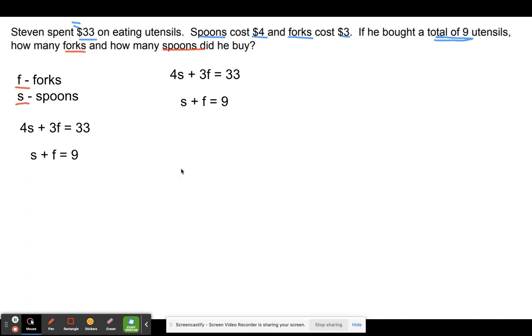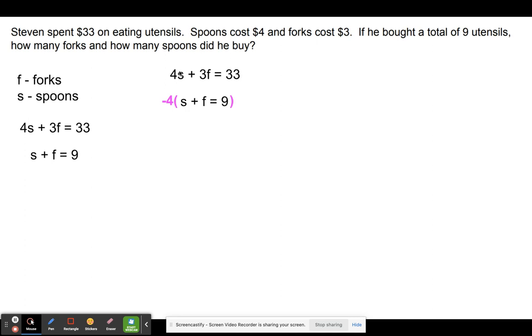So what we're going to do is try to get the S down here in this second equation to be the opposite of this 4S. So that means that this needs to be negative 4S in order to eliminate, right? Because if you remember, as long as those are opposites, I can eliminate those. So what I'm going to do here is multiply that second equation times negative 4.